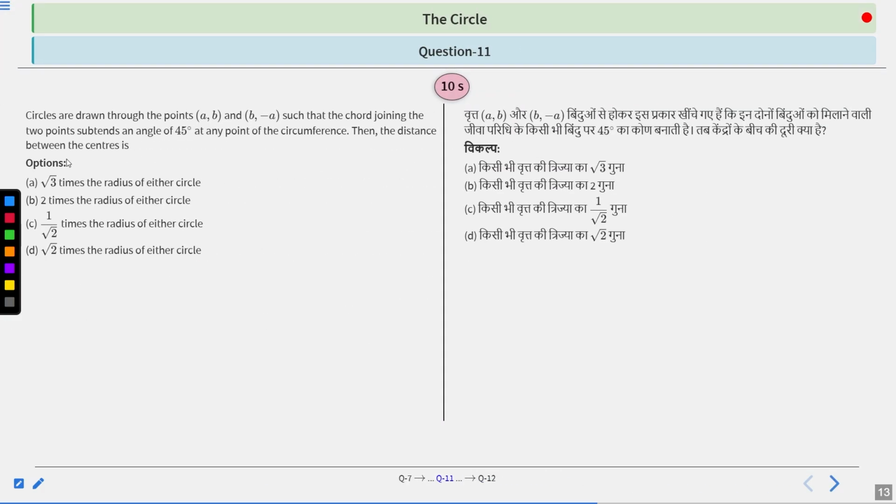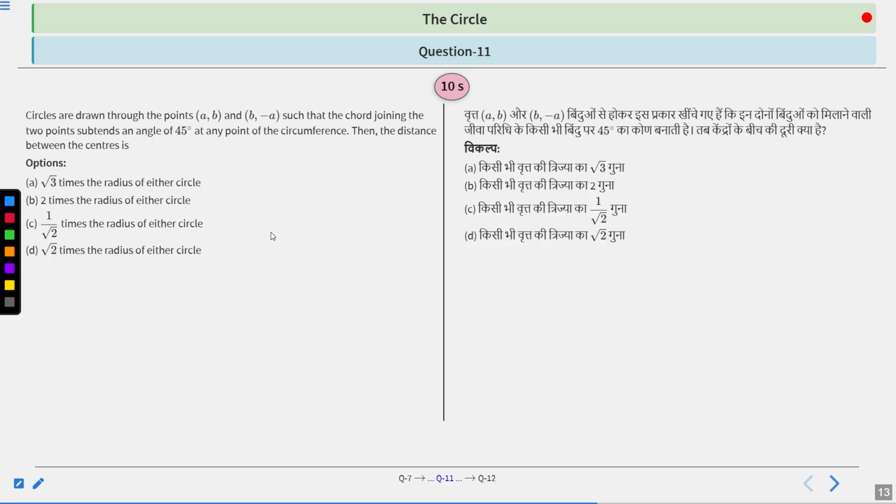Question number 11. Question number 11 says circles are drawn through the points (a, b) and (b, minus a) such that the chord joining the 2 points subtends an angle of 45 degree at any point of the circumference. Then the distance between the centers is. We basically have to find the distance between the centers.